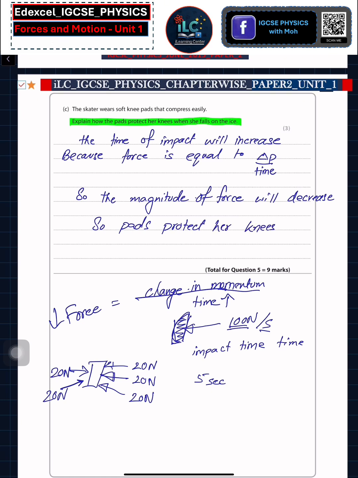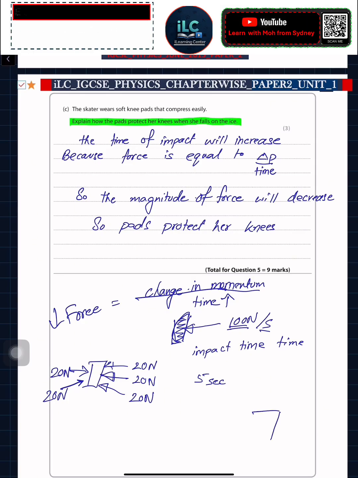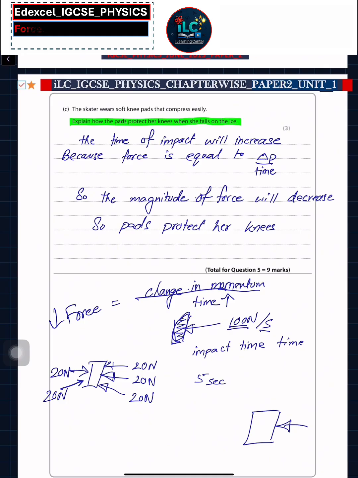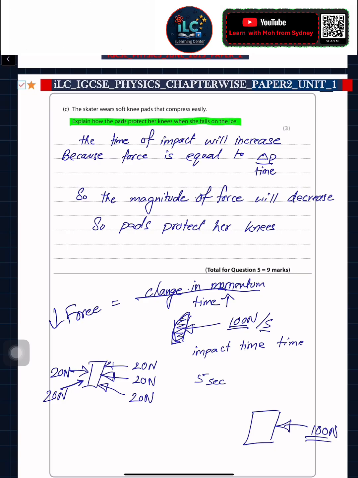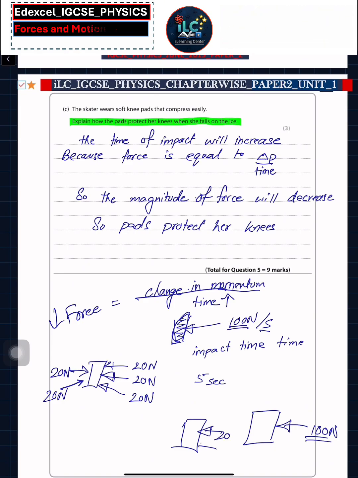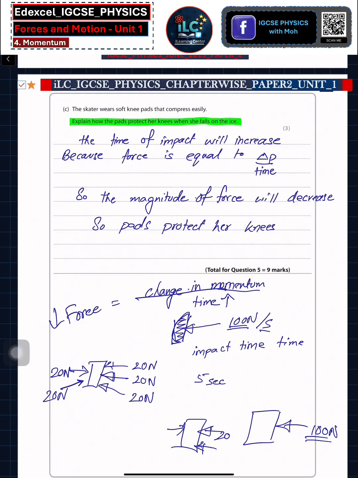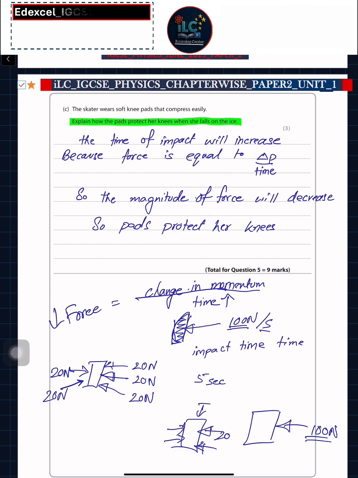Every time you see something soft, that is the concept: instead of having the impact at one go, it basically breaks down the impacts. So instead of having 100 Newton, it breaks down into 20 Newton, 5 times. So you are more likely to survive this. This is it. We'll move to the next question.